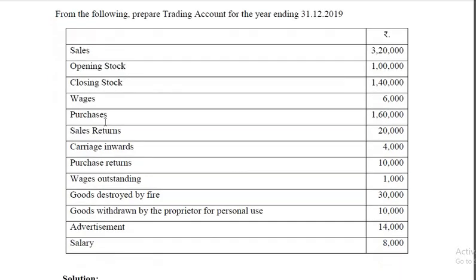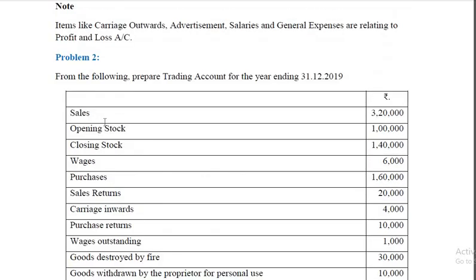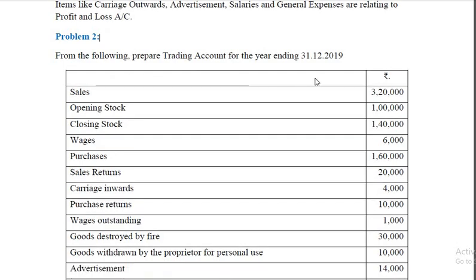Come to the second problem. Here it's not a trial balance. It is just ledger balances. So it is not a trial balance, remember. So let us see the treatment of the item.